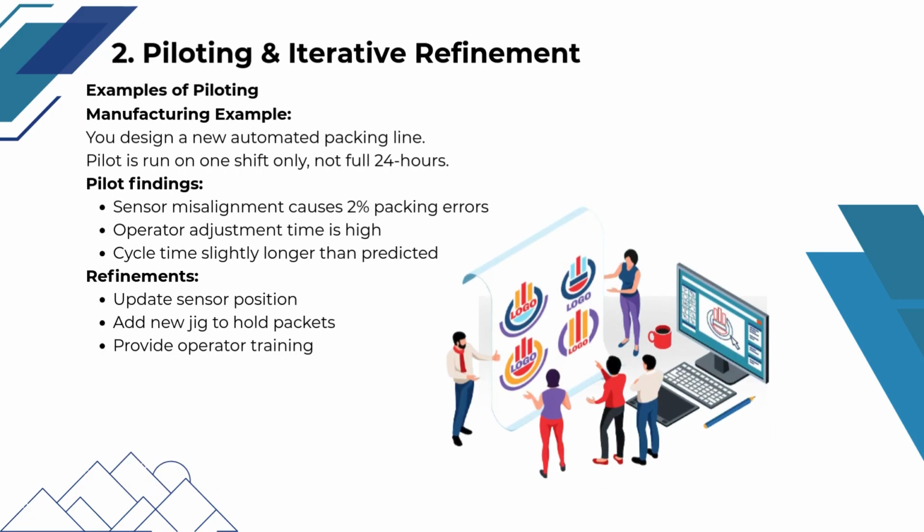In a manufacturing context, piloting and iterative refinement help validate the design before full-scale rollout. For example, when a new automated packing line is designed, the pilot may be run on only one shift instead of 24-hour operation. During the pilot, issues such as sensor misalignment causing 2 percent packing errors, high operator adjustment time, and slightly longer cycle time than predicted may be observed.